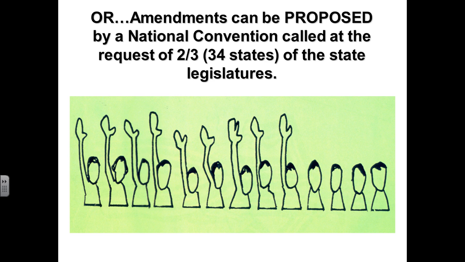Or amendments can be proposed by a national convention called at the request of 2/3 or 34 of the state legislatures. This method was added by the founders in case they needed to make an amendment about Congress, or maybe that Congress wouldn't like, but our country needed. So there had to be a way to amend the Constitution without it going through Congress. But so far, no amendments have been proposed that way.